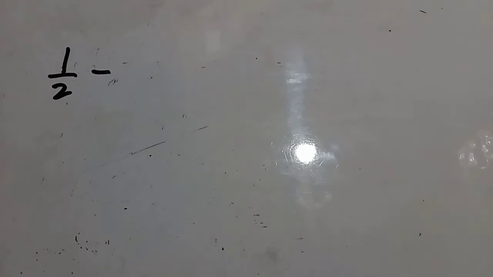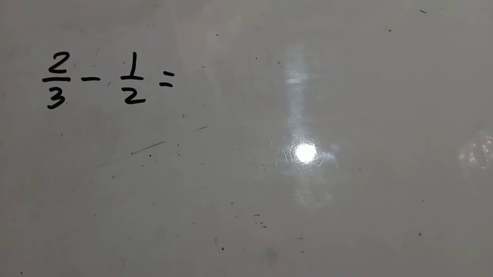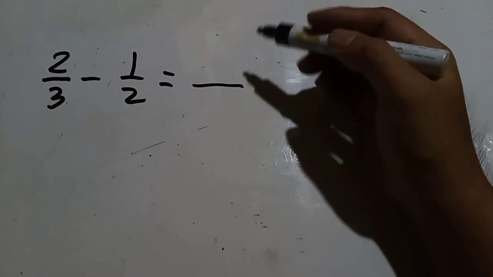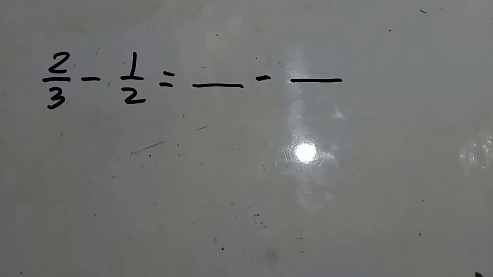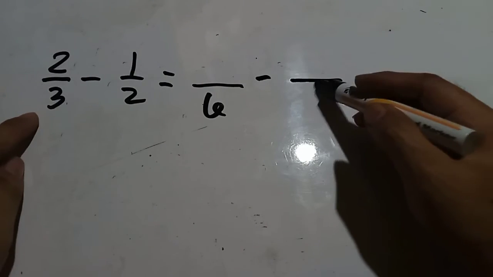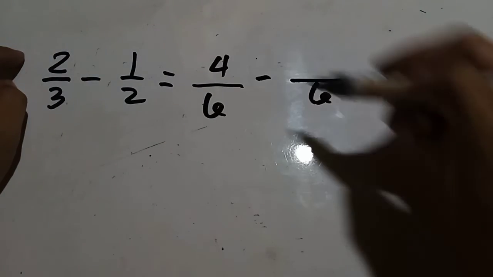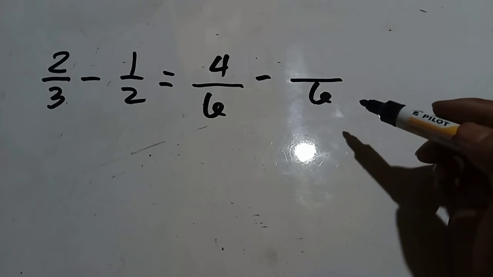subtraction of fraction. Okay, subtraction of fraction. For example, we have 2/3 minus 1/2. Okay, now, since our denominator is not the same, we're going to find the value or our least common denominator, the LCD. So we have, ano ang LCD ng 3 at saka 2? We have 6. 6 divided by 3, that is 2. 2 times 2, that is 4. 6 divided by 2, that is 3. 3 times 1, that is 3.